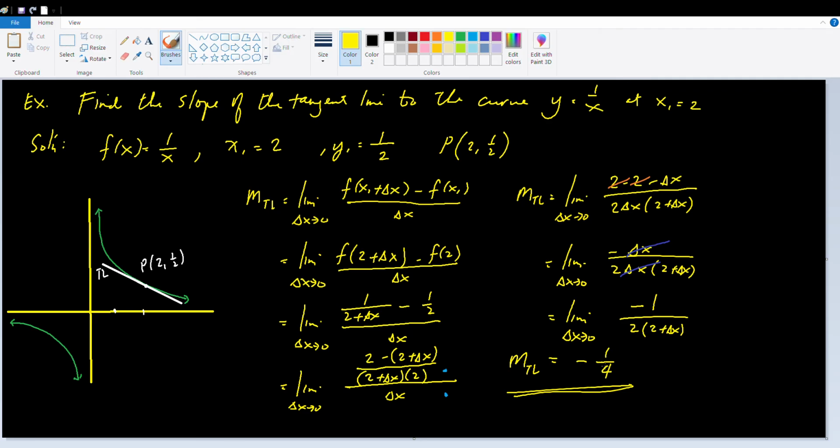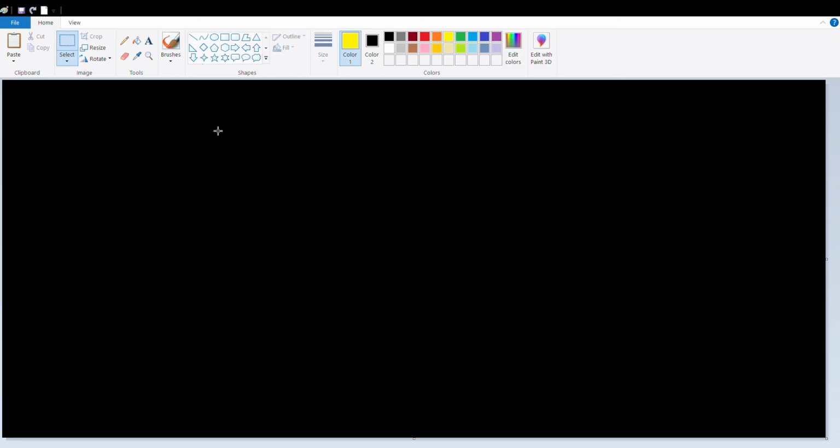Whenever the slope is negative, that means that the line is leaning to the left. And indeed, our tangent line to the curve of f at the point 2, 1/2 is leaning to the left. The slope is negative 1/4. Let us have another one.